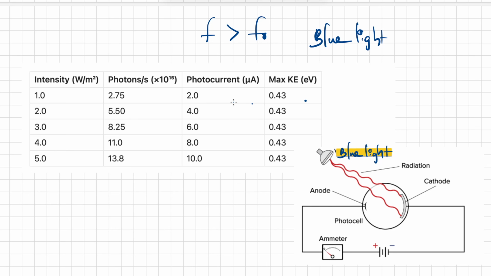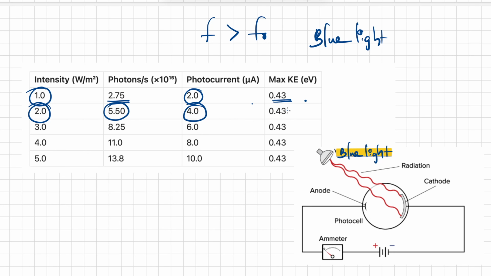Increasing intensity means the source is now emitting more photons per second. So intensity is 1 watt per meter square. That means the number of photons emitted per second is 2.75 times 10 to the power 15. Current is 2 microamps. Maximum kinetic energy is 0.43. Now you're increasing the intensity. Intensity is becoming double, so it's emitting double the number of photons. So 5.5 times 10 to the power 15. That will double the current flowing through the circuit, 4 microamps.